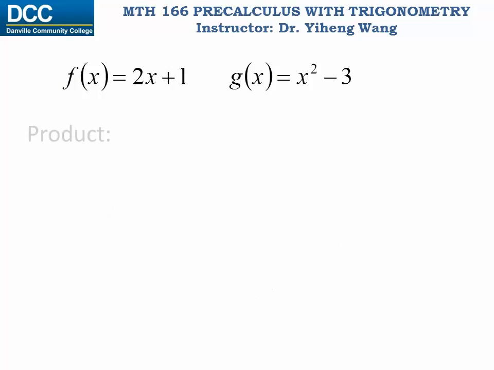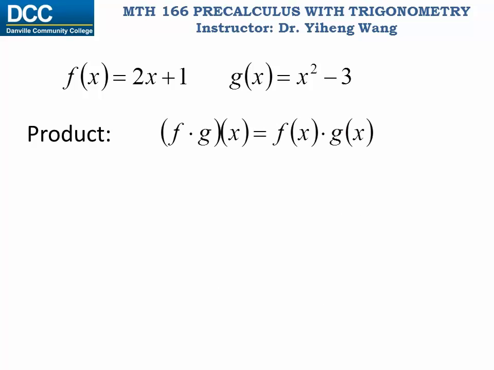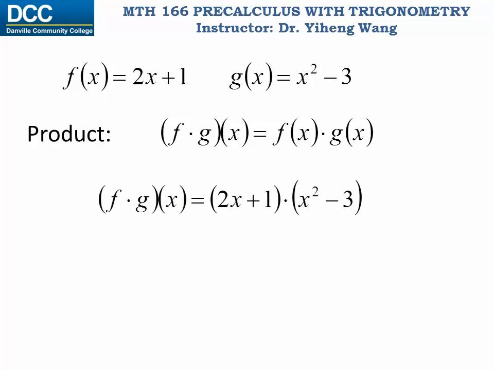And similarly, the product of the two functions, denoted by (f times g)(x), is defined as f(x) multiplied by g(x), in this case 2x plus 1 multiplied by x squared minus 3, that equals 2x to the third power plus x squared minus 6x minus 3. And this also is the same as (g times f)(x). The evaluation follows the same rule.